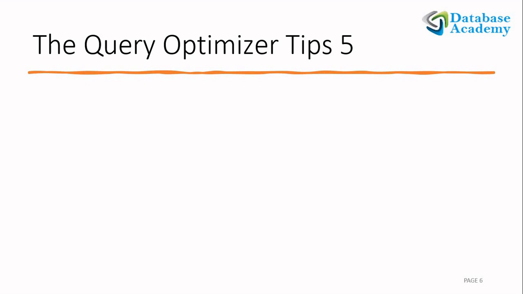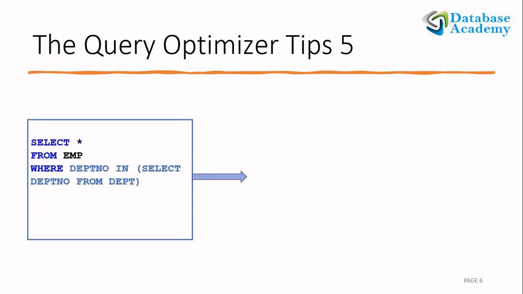Now let's move to another tip. Here you can see that we have select star from employee where department number in (select department number from department). So we are getting all the data from the employee table where the department number is available in the department table. Now let us see how we can improve the performance of this select statement.